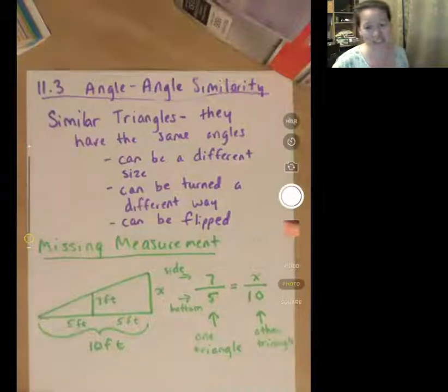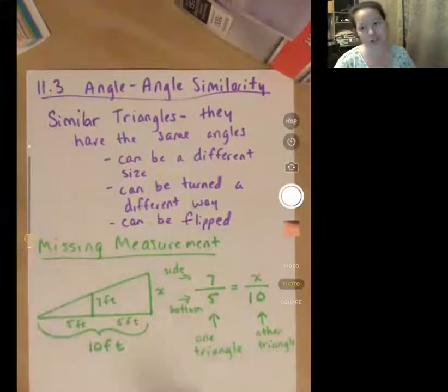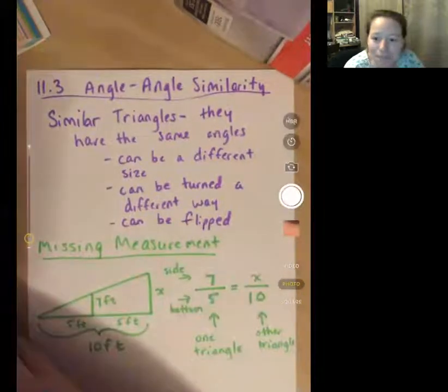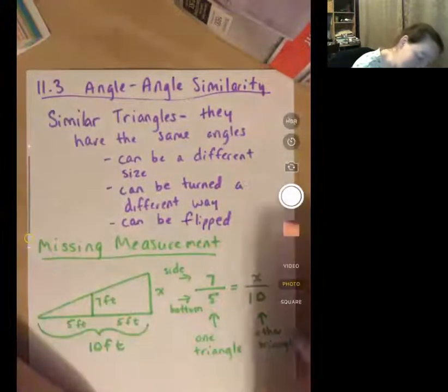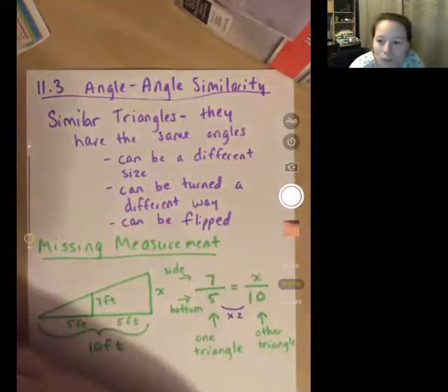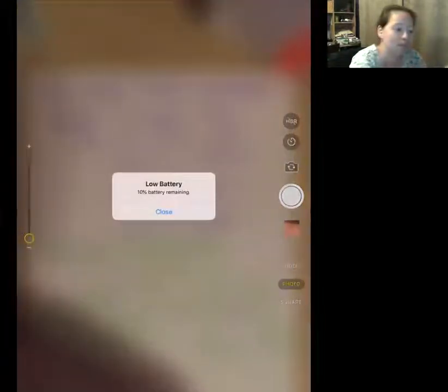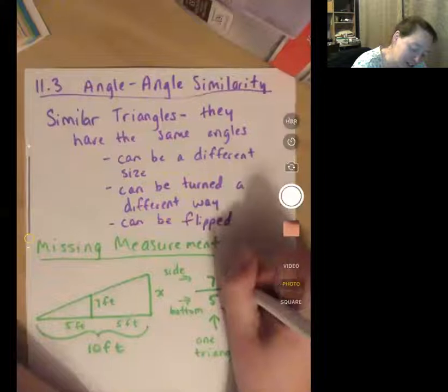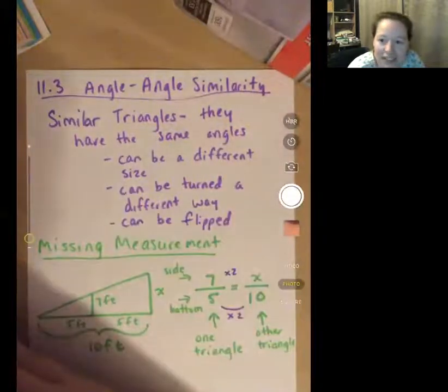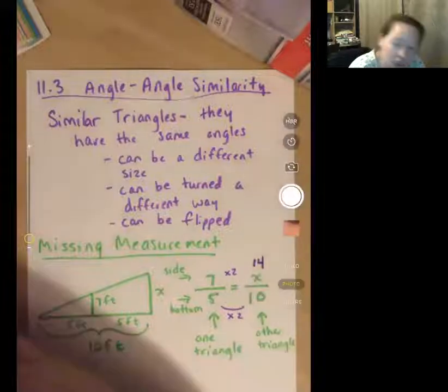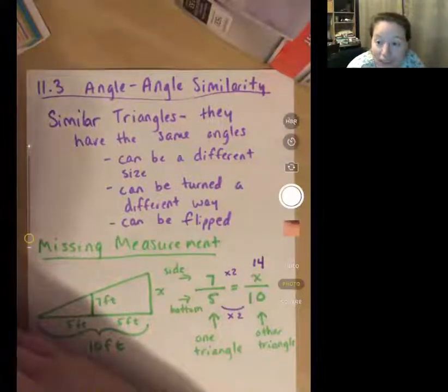And then I'll show you what to do if you don't even know where to start. So the super easy way is to go, what did I do to that 5 to make it a 10? I multiplied by 2. Whatever I do to the bottom, I have to do to the top. So if I multiply that by 2, I multiply this by 2. 7 times 2 is 14. So X is equal to 14.